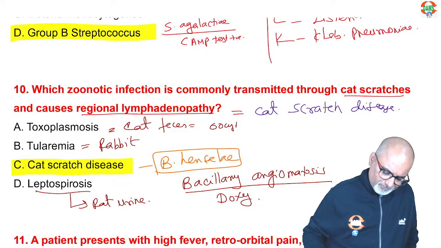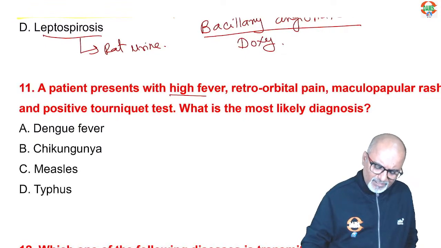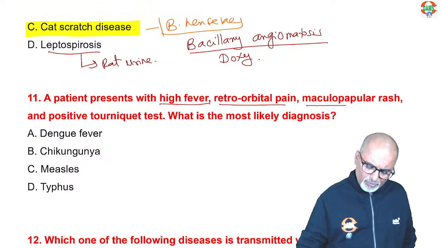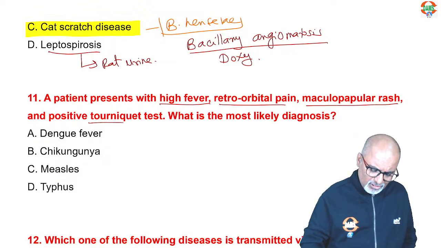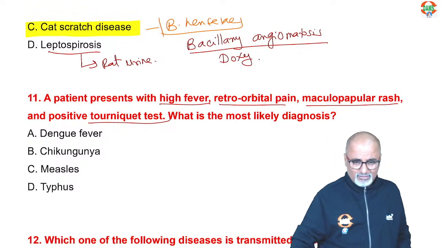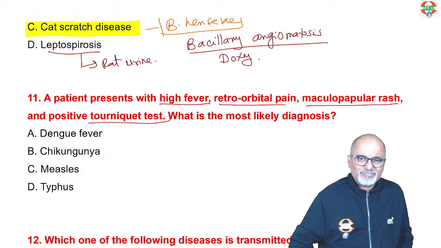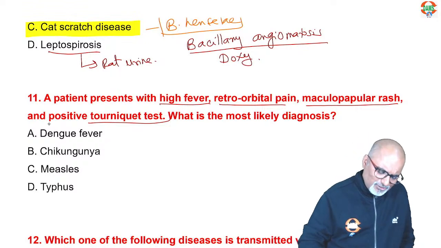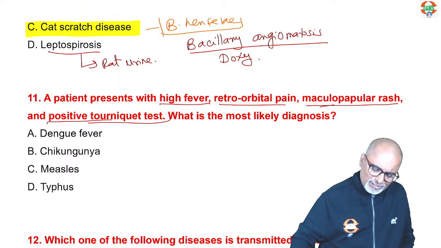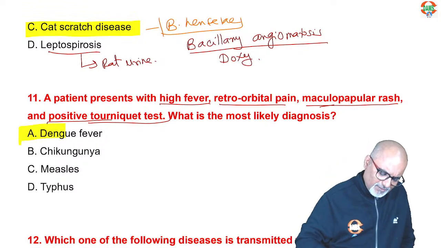Treatment is usually doxycycline, streptomycin, many are there. Next is, a patient presents with high fever, retroorbital pain, maculopapular rash, and positive tourniquet test. Which one? Make it easy. Tourniquet test positive, thrombocytopenia, maculopapular rash, severe retroorbital pain. Close your eyes, you can vote for dengue fever.